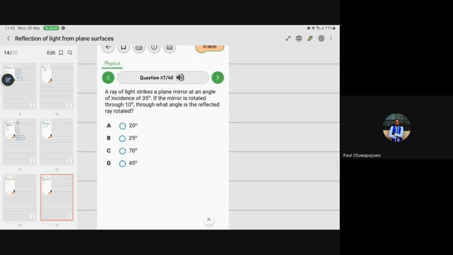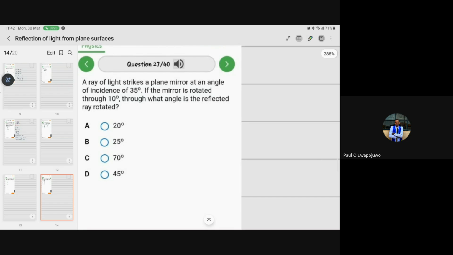The next one. An incident ray of light strikes a plane mirror at an angle of incidence of 35 degrees. If the mirror is rotated through 10 degrees, through what angle is the reflected ray rotated? Get your hands dirty. The same concept, guys. Do I have people working on that?